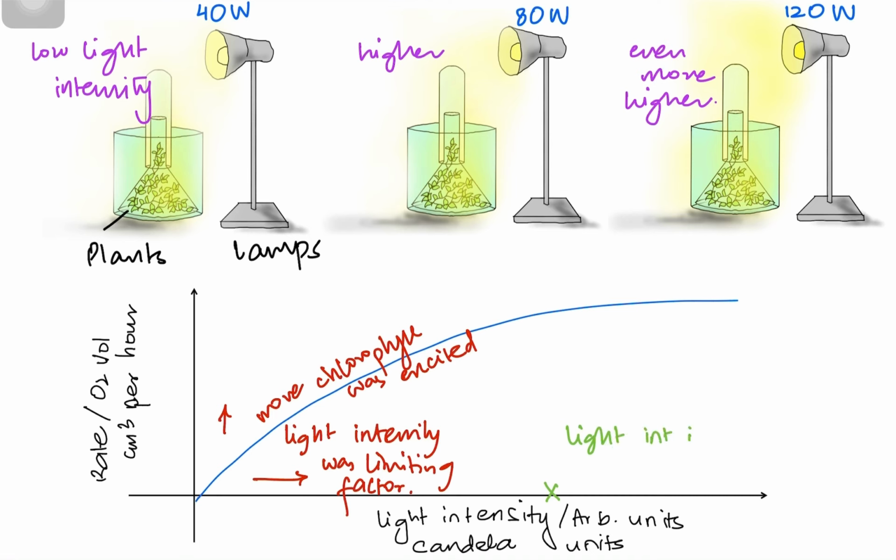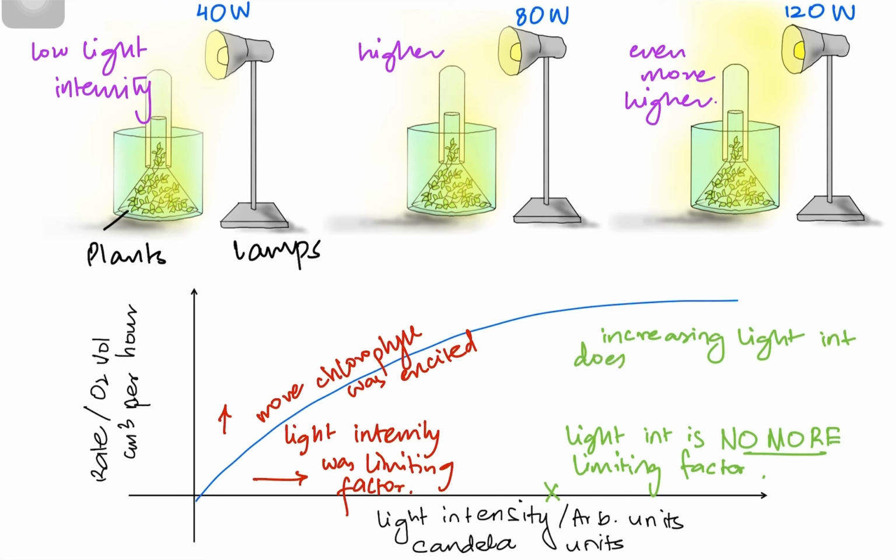But at a certain point, the graph becomes a flat line. It means light intensity is no more a limiting factor. It means light intensity cannot control the rate anymore. Even if you increase the light intensity, the line is not increasing, the line becomes flat. It means increasing light intensity does not increase the rate even more. It means the ball is now out of the court of light.